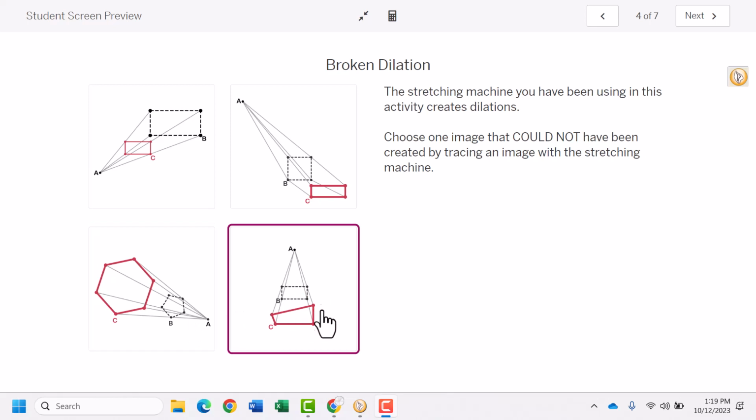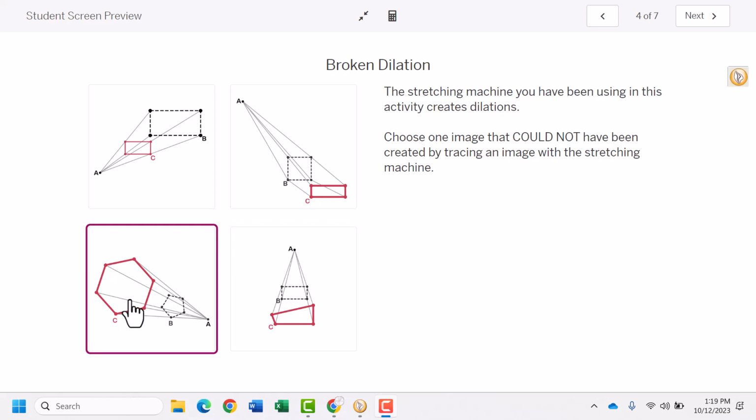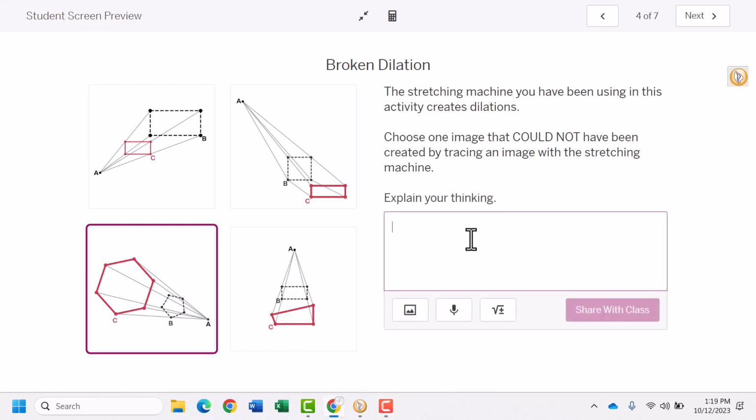And in this figure, I've got a trapezoid for the red and a rectangle for the dotted line here with rectangle B. So there's three images here that might not be dilations. I'm going to choose this one and just say figure B is a pentagon and figure C is a hexagon.